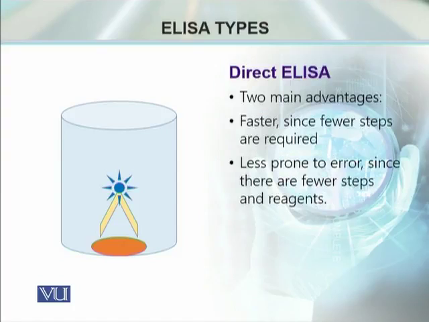This method has two advantages. It is a faster method and it is a less prone method for errors because fewer or very few number of steps are involved to detect this particular method, to get the results from this particular method.